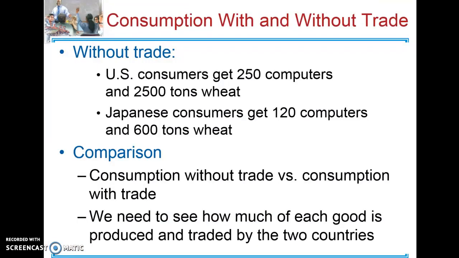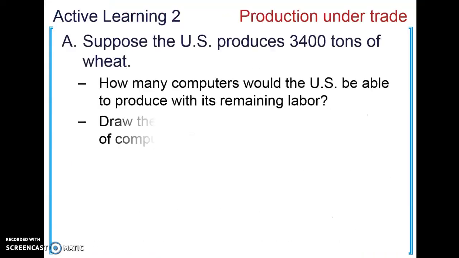So without trade, the U.S. consumers get 250 computers and 2,500 tons of wheat. Japanese consumers get 120 computers and 600 tons of wheat. If you compare consumption without trade versus consumption with trade, we'll need to see how much of each good is produced and traded by each of the two countries.